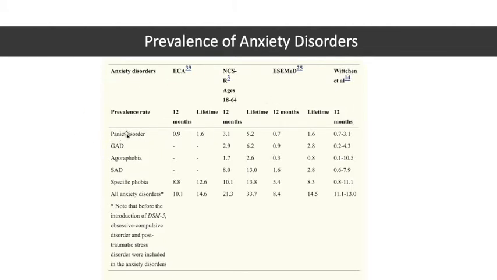And again, depending on what criteria and what questions the surveyors are asking, you'll get different rates of these different anxiety conditions. But overall here, the 12 months prevalence of all anxiety conditions, according to this particular study, the ECA study, is about 10.1. And if you zoom out to people's lifetime, it's close to about 15%. Okay?